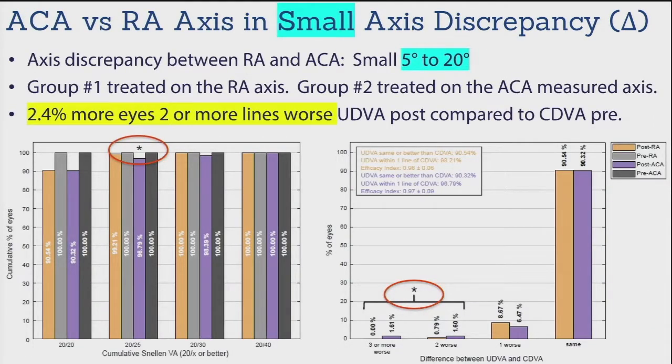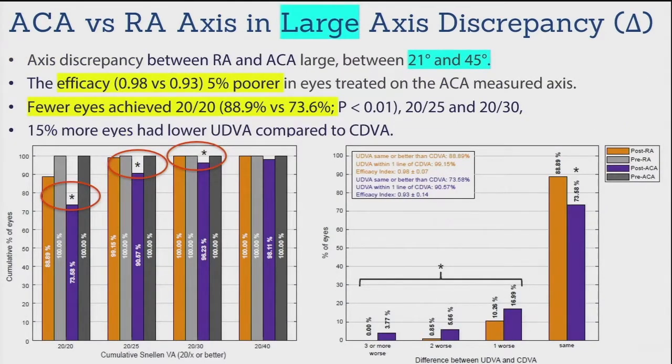Treating on topo-measured corneal astigmatism, the ACA, when the axis difference was small, up to 20 degrees, was slightly worse, but results were similar. But look what happens when the axis difference is higher, between 21 and 45 degrees. Significant decrease in efficacy by 5%. 15% more eyes have lower UDVA, and 16% fewer eyes achieve 20/20.